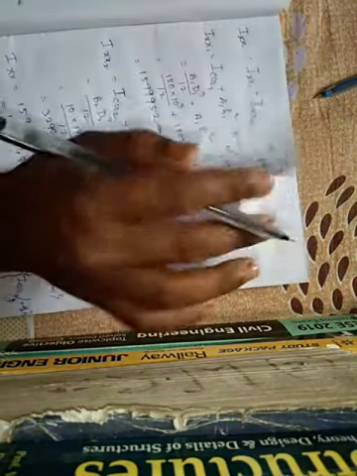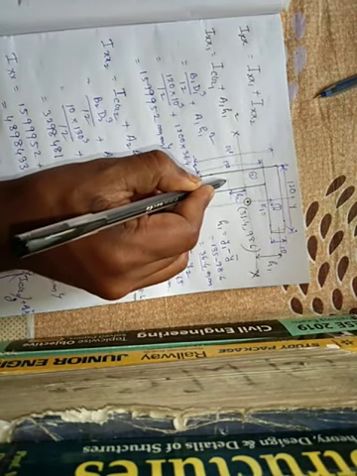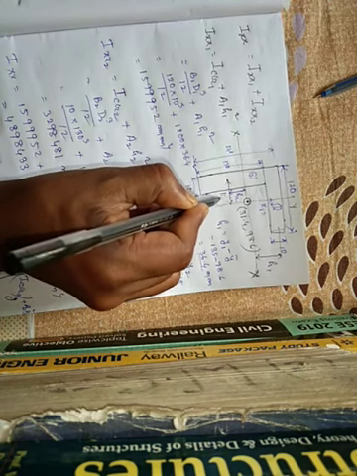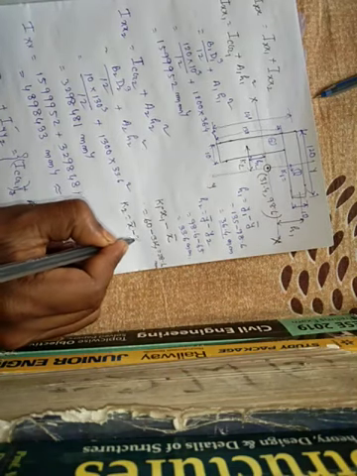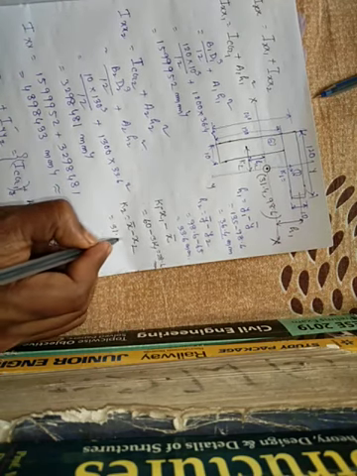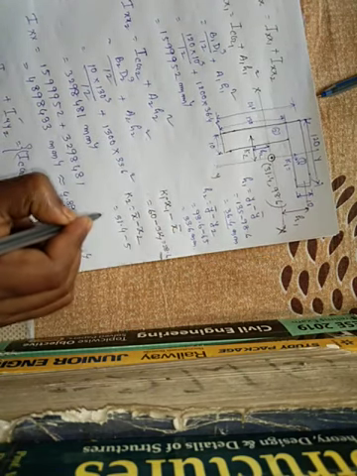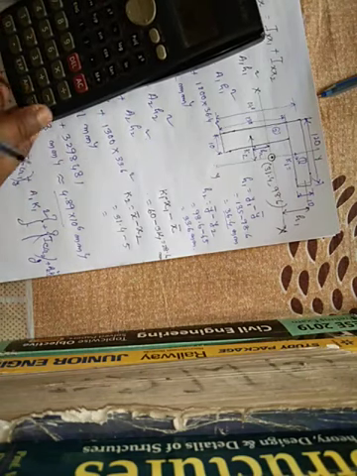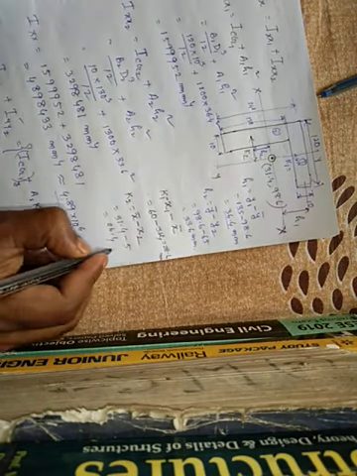And k2 will be the distance from the center of the section to the axis, from here to here. k2 will be x bar minus x2, x bar equals to 31.4 minus x2 equals to 10 by 2 means 5. 31.4 minus 5 equals to 26.4 millimeter.